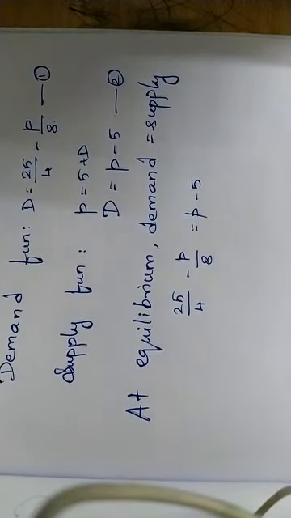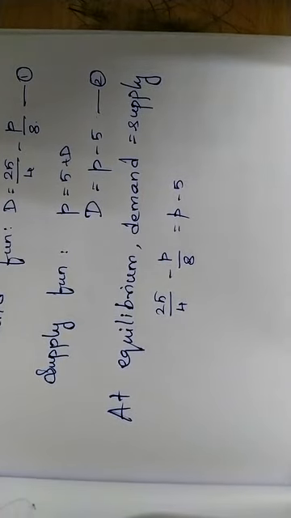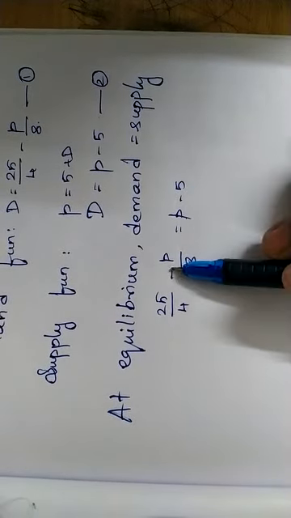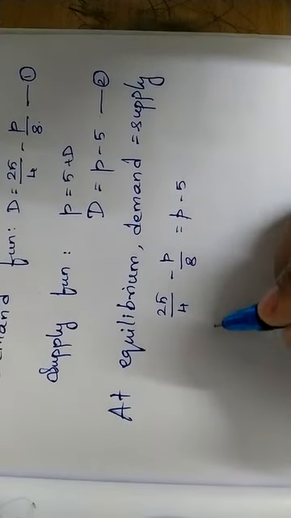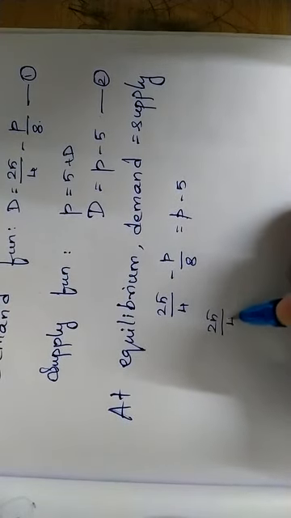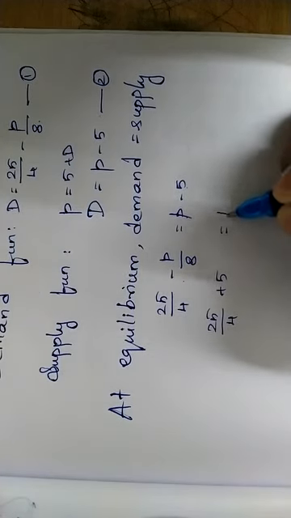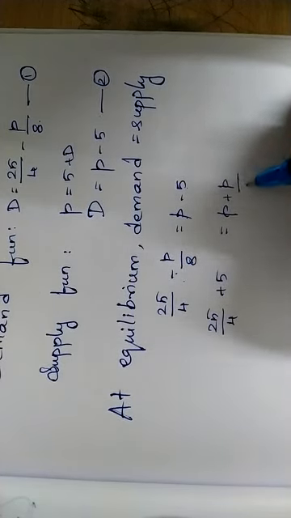We need to find the value of P, so I am going to take P on one side and the constants on the other side. The minus P by 8 moves to the other side and becomes plus P by 8, and the minus 5 on the other side becomes plus 5. So 25 by 4 plus 5 equals P plus P by 8.